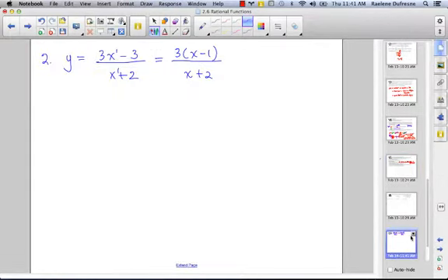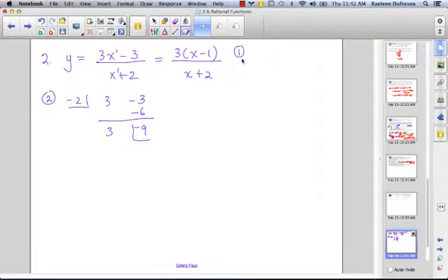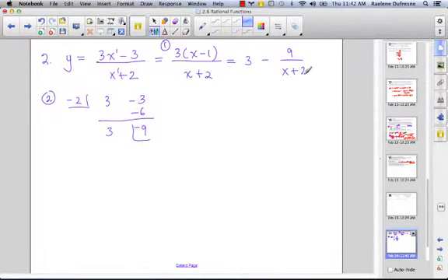Express the reduced equation in proper fraction form. So that's step 1. Step 2 says to perform the long division. So I'm going to do long or synthetic division. Negative 2 divides into 3, negative 3. You get negative 6, which is negative 9. And so I'm just going to erase this here. So this is step 1. Step 2 says that I can rewrite this function as 3 minus 9 over x plus 2.